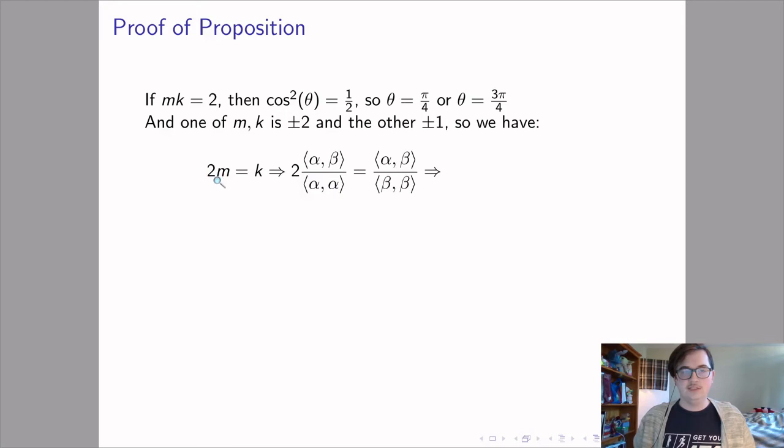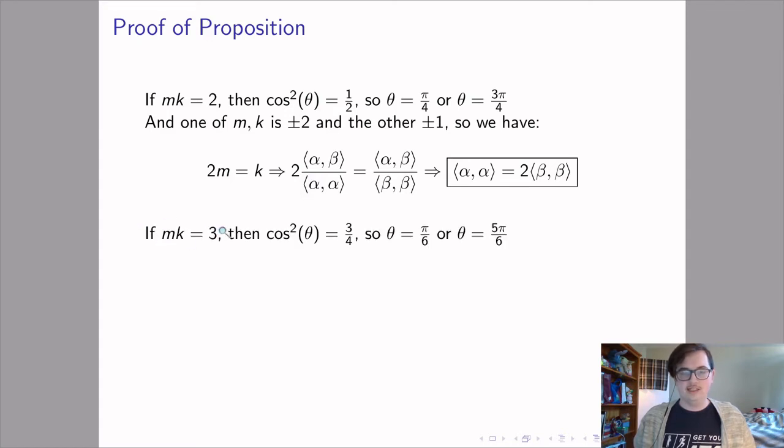And here we say 2m equals k, and the reason I assign the 2 to this one and the 1 to this one is because we assumed that the magnitude of alpha was bigger than the magnitude of beta. So that has to be that way. So we rewrite this way and rearrange to get this.